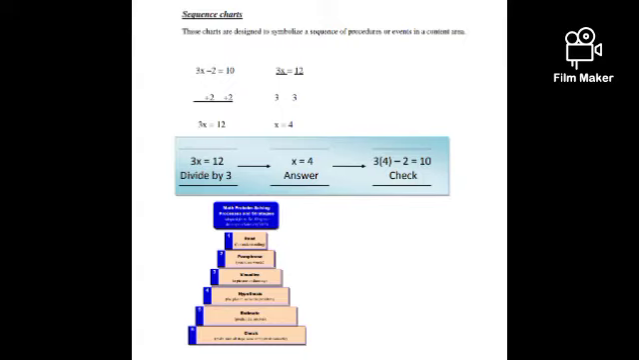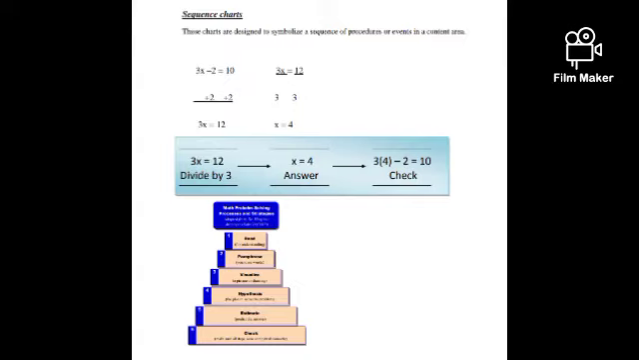The first sequence chart shows the steps involved in solving a linear equation in one variable x, and it shows here that the first step in the sequence of steps is to add the same constant 2 to the left side and to the right-hand side of the equation. So in this first step, instead of transposition, the diagram shows that the student may use the addition property of equality by adding the same constant 2 to both sides of the equation, 3x minus 2 equals 10, to obtain the resulting equation, 3x equals 12.